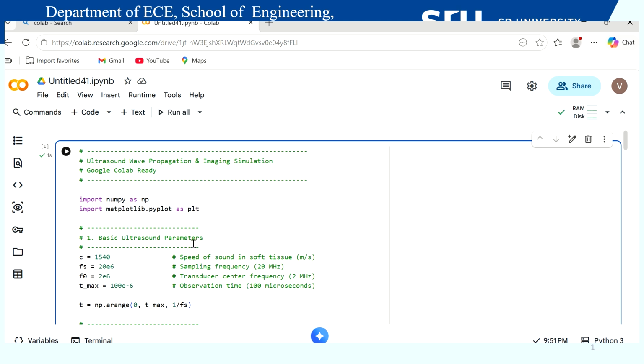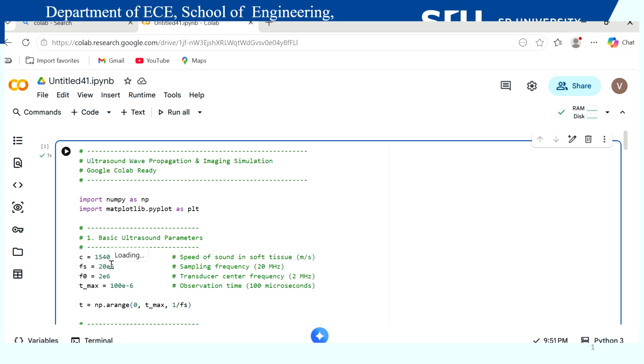For each parameter, I will explain the meaning. C equal to 1540: the speed of sound in soft tissue is equal to 1540 meters per second. This is a standard biomedical value. How are we defining 1540? It is not our own wish; it is an internationally accepted value. That is why we are defining the value 1540 for C.